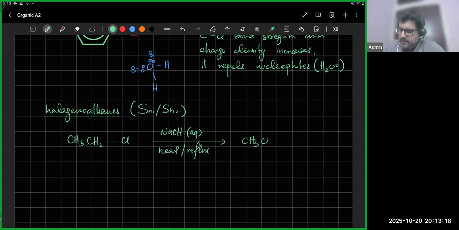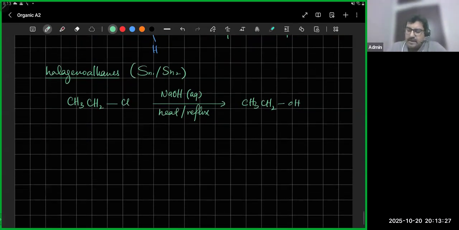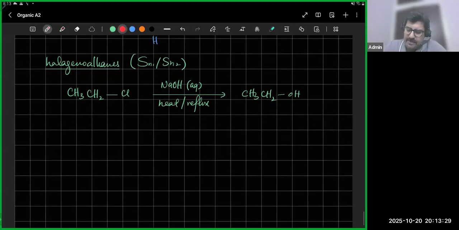And your Cl is going to be knocked out. It's going to be replaced by OH. That's it. Now, the primary halogenoalkanes, the primary ones, they undergo, if you don't remember, you've done this, SN2.